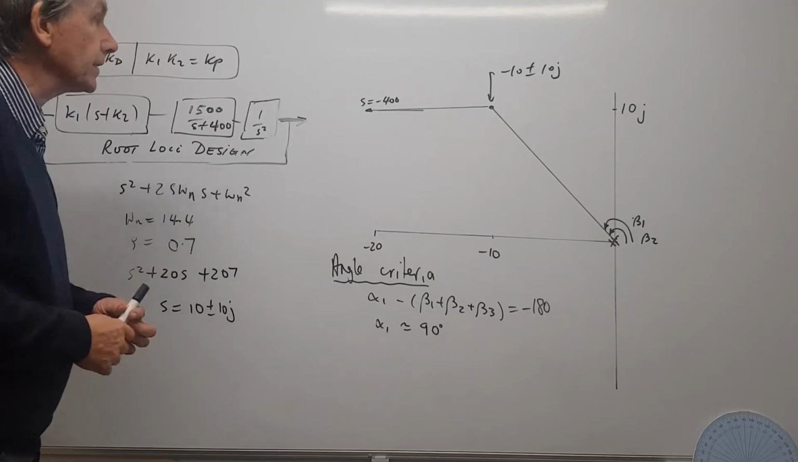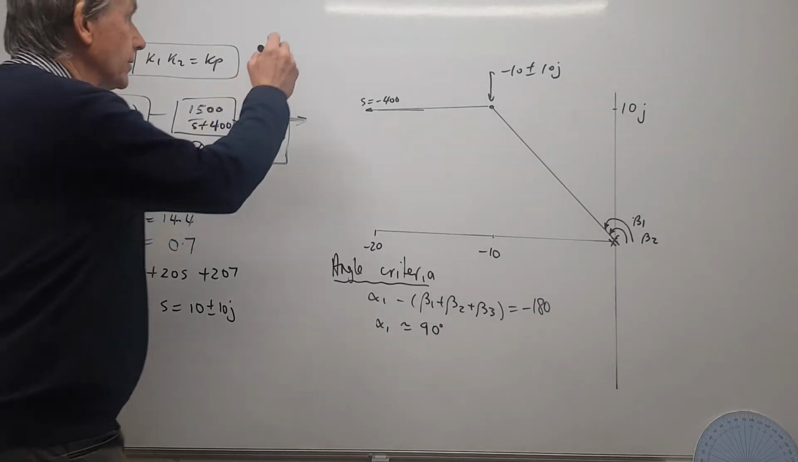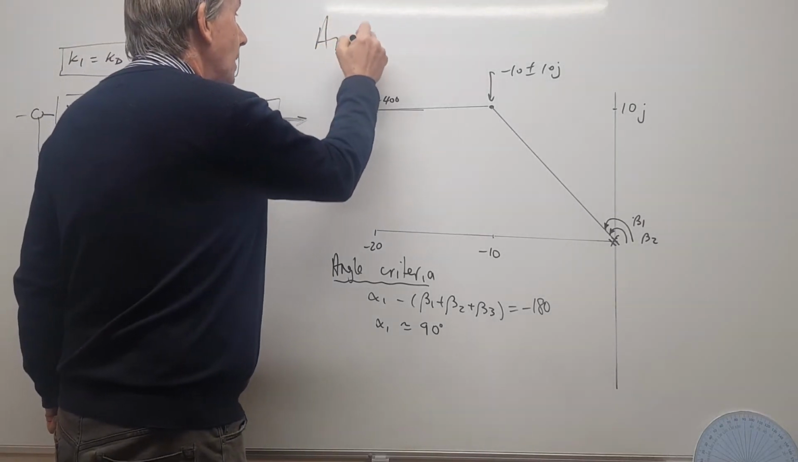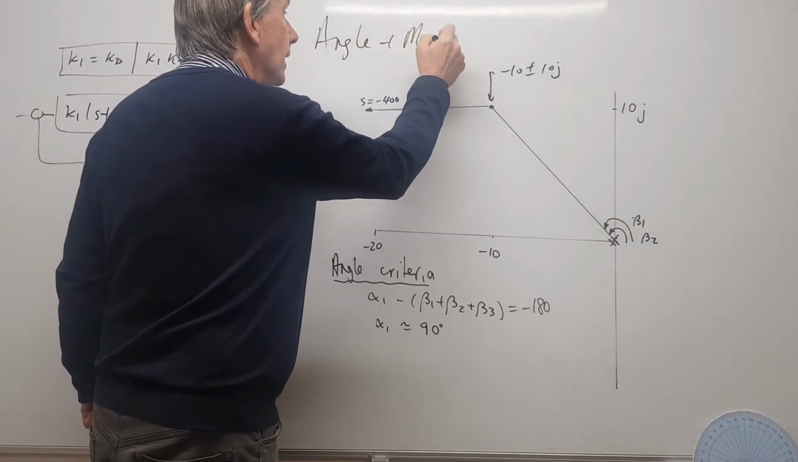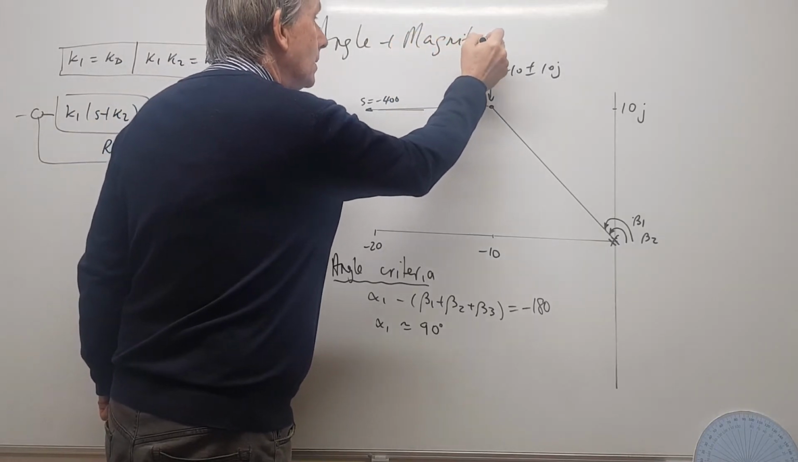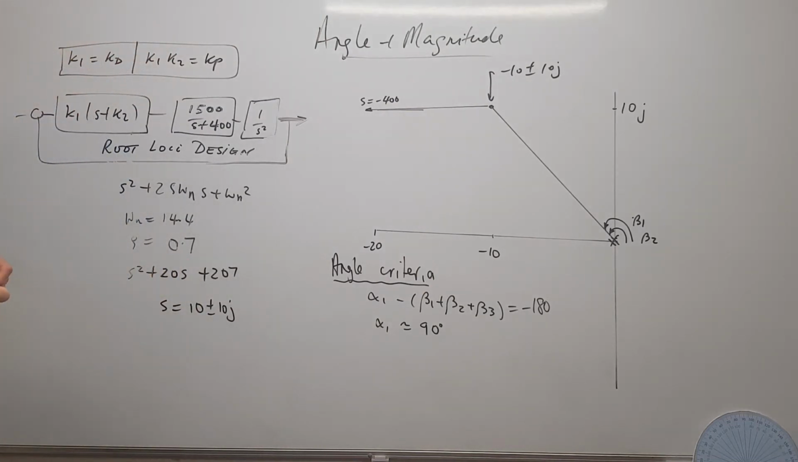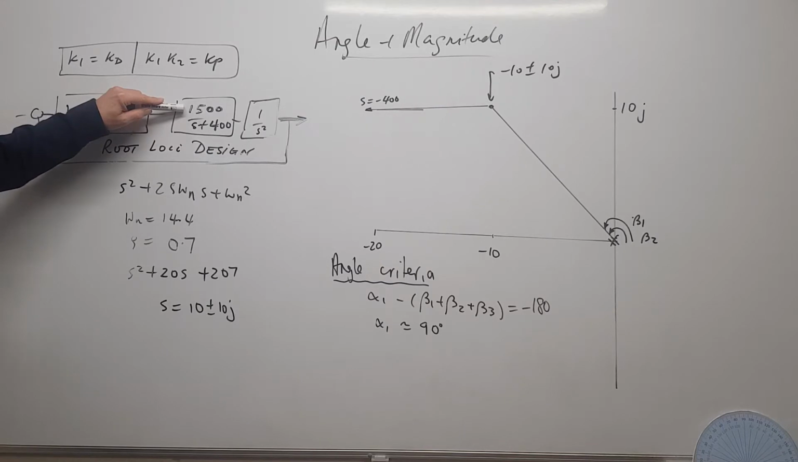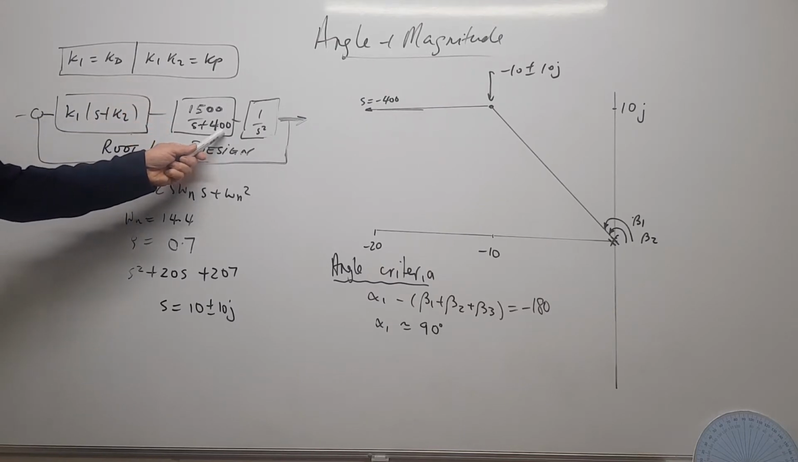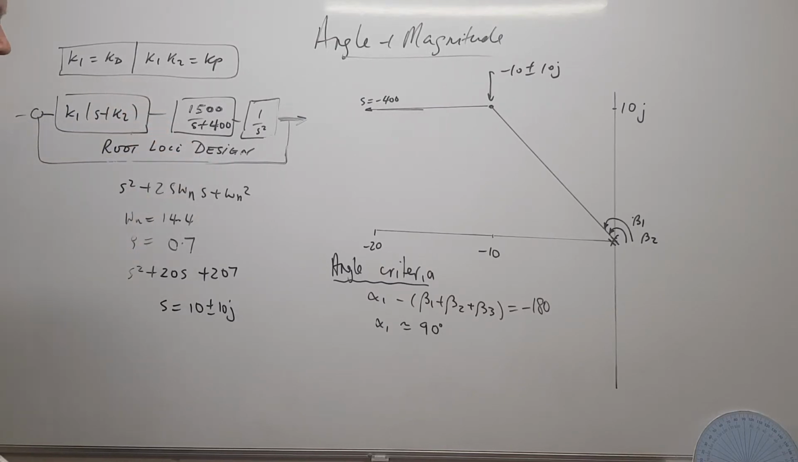Right, so next thing we're going to do is use the angle and magnitude criteria to work out some suitable controller for the system. We've actually modelled the system. We've worked out K as 1500 and the pole here at minus 400, and we've got 1 over s squared here.